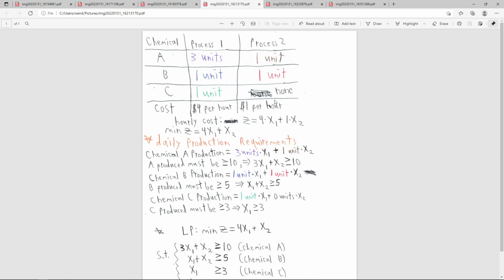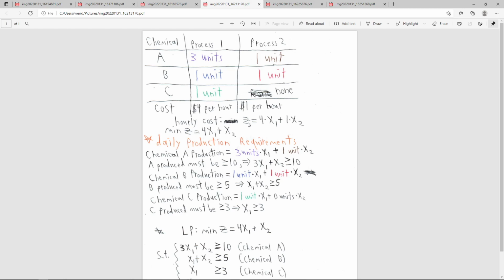The problem considers this. Process 2 is a lot cheaper, but you get only 1 unit of A and 1 unit of B. You get no unit of C. So process 1 gives you all units, and it gives you overall 5 units instead of just the 2, but it's a lot more expensive. But you can only get chemical C from process 1, so you do have to use it.